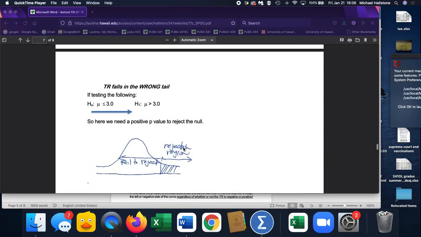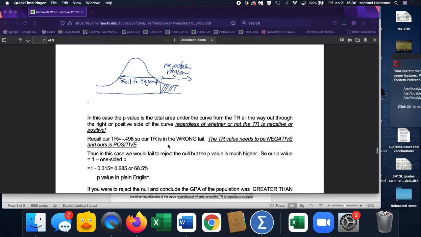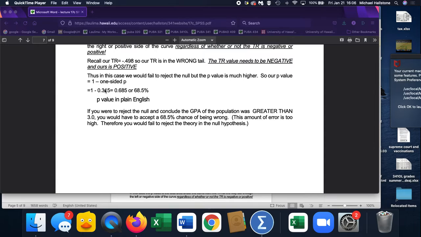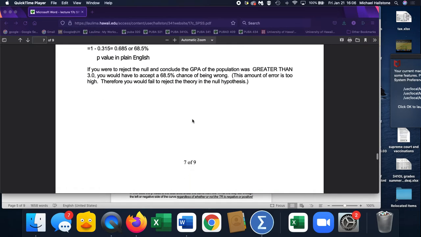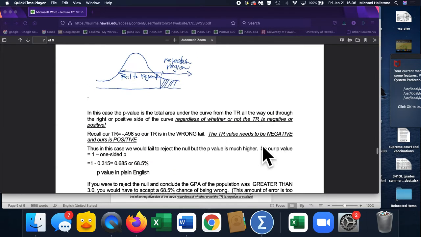Okay, what if it falls in the wrong tail? Here we need a positive to reject the null, right? That's why it's out here. We get a negative. So it's actually 1 minus the one-sided p-value. That ends up being that. Multiply that by 100, it's 68.5%. Then I show you what that says in plain English. Basically here, all the same rules about direction as I went over above apply.